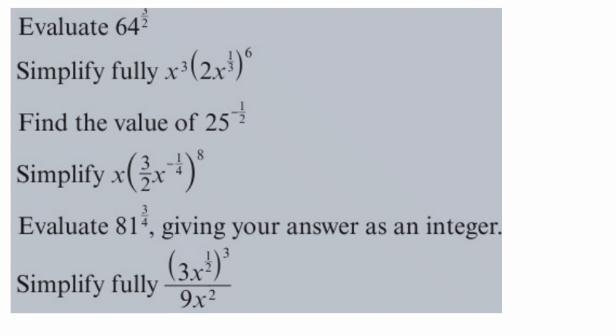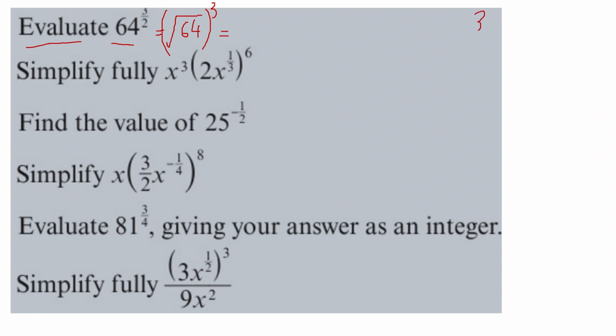Okay, next up, guys, we're looking at some more indices or index rules. This part, evaluate 64 to the power of 3 over 2, or 3 halves. So I've got a fractional power. So I'm going to do the square root of 64, and then I'm going to raise it to the power of 3, or in other words, I'm going to cube it. So we root by the bottom and then power by the top.